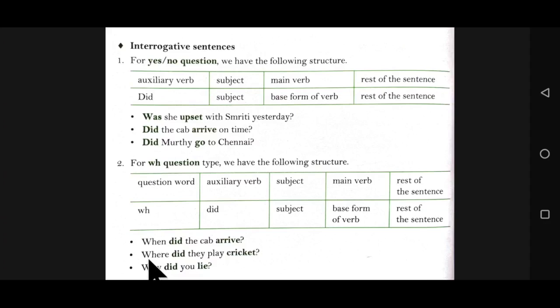the WH question. Okay. Then comes the auxiliary verb, and which auxiliary verb, students? Did. Then comes the subject, that is they. Then comes the verb, that is the main verb, and that too in which form? Base form. Then comes the rest of the sentence.